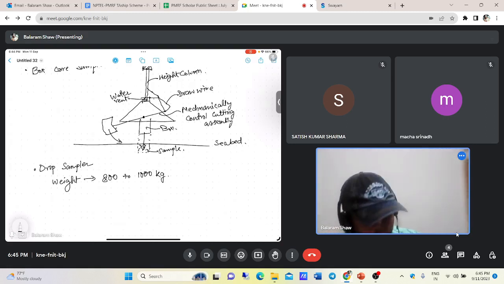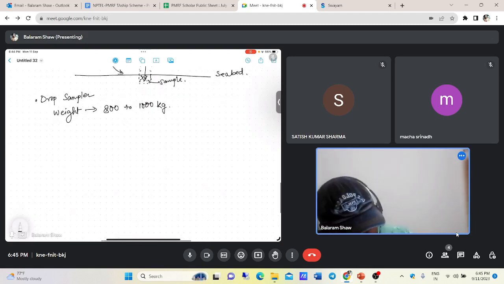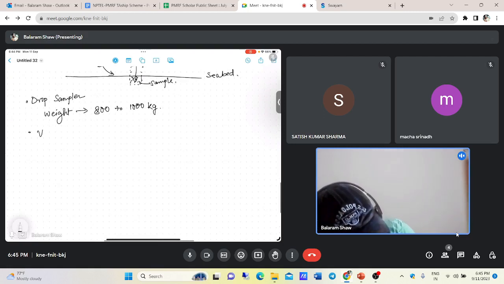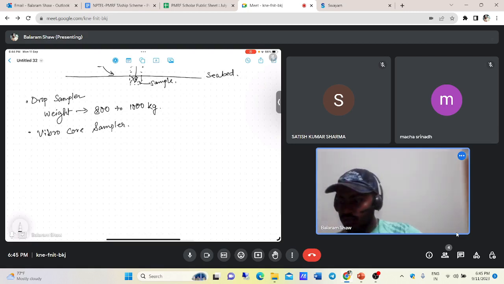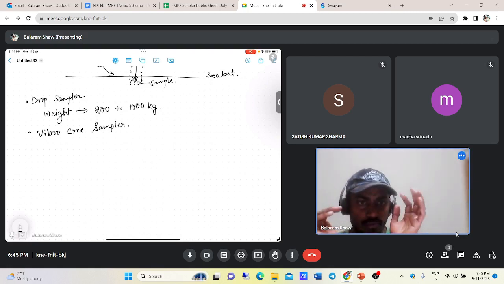Then other than the drop sampler, what was there? The vibro core sampler was there. So next is the vibro core sampler. In vibro core sampler, what will be there? The mechanism remains the same as the drop core. One core will be there, and it will have the cutting shoe and the core catcher. However, what will happen in the vibro core sampler?